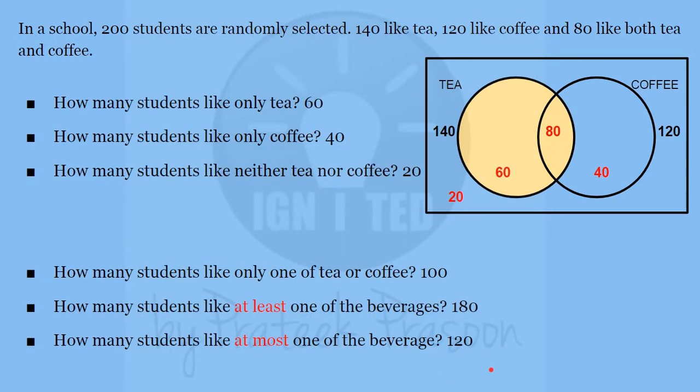As you can see here, all the answers are written beside the question. If you want to understand it properly, just pause for a minute and see for yourself how 60, 40, 20, 100, 180 and 120 are the answers. You have been given this figure. Try to relate this particular figure to all 6 questions, and try to see how we got the answers. 140 were tea consumers, 120 were coffee consumers, and 80 were consumers of both. So we got all these answers.